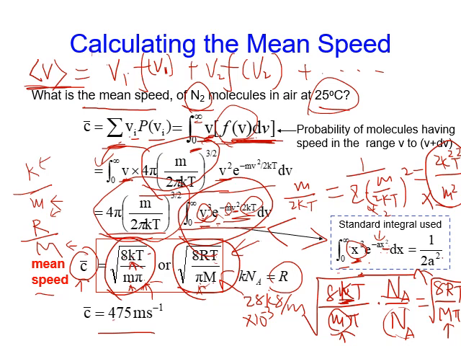So that's the average speed of a collection of molecules at 25 degrees. Some molecules go faster than 475, some go slower, but the average, by statistics, is 475 meter per second. And that's how we calculate the mean speed.